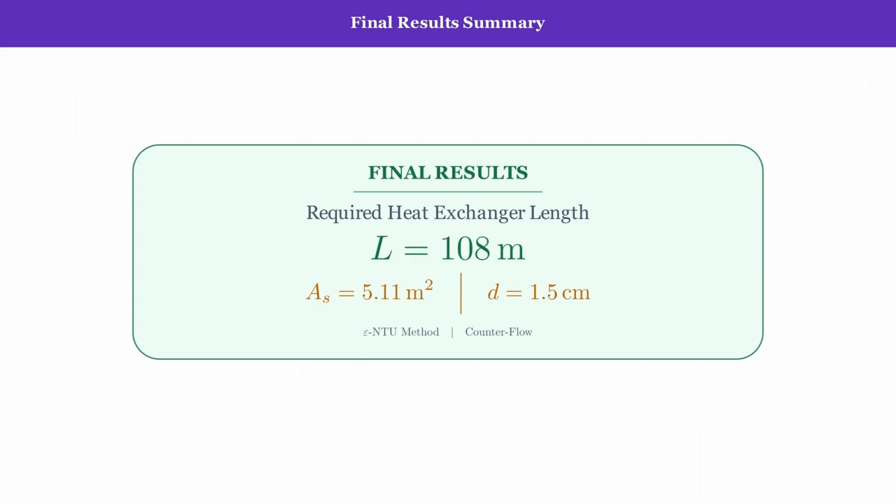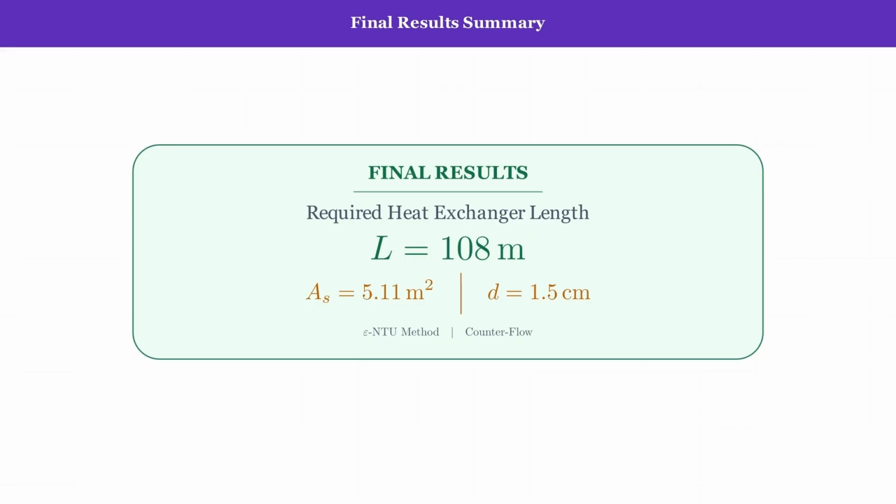In practice, this length would never be realized as a single straight pipe. It would be coiled, folded into multiple passes, or implemented as a shell and tube configuration with many tubes in parallel, each of which would reduce the required length per tube proportionally. The 108-meter figure is the fundamental thermal sizing result. The mechanical packaging is a separate engineering decision.